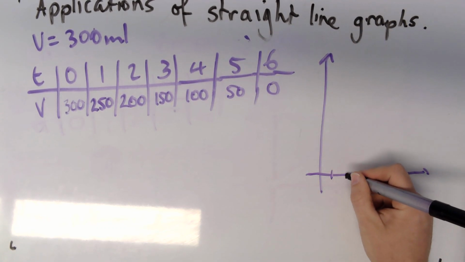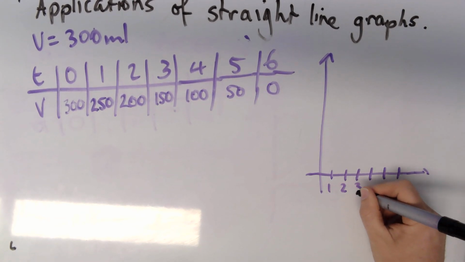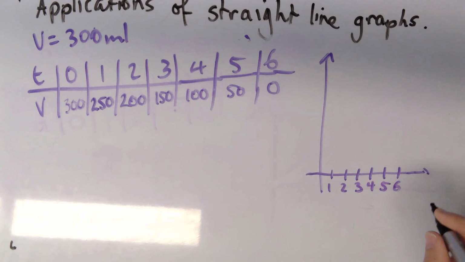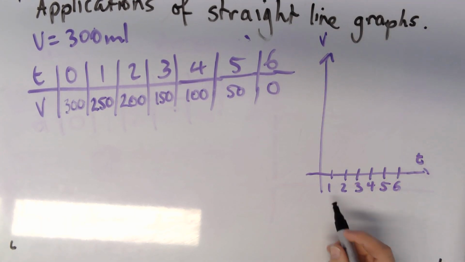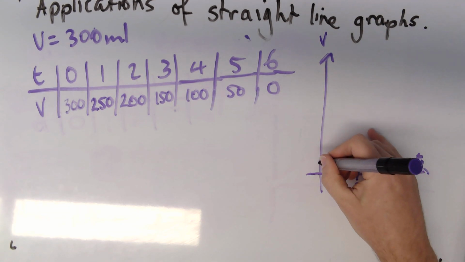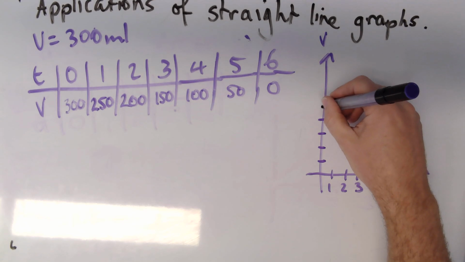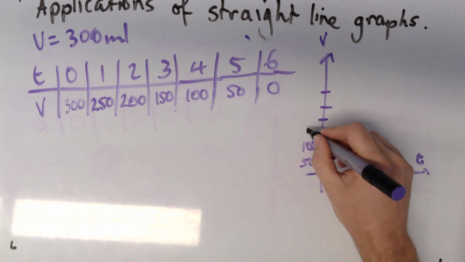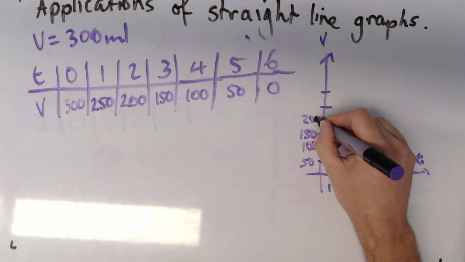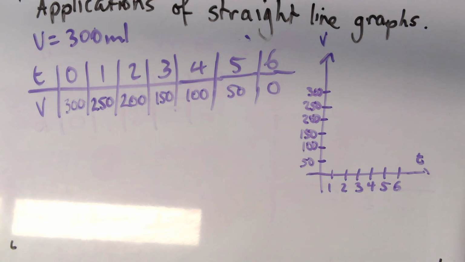So I'm going to have 1, 2, 3, 4, 5, 6. I made this one a little bit smaller to fit it in. So this is time down here. This is our volume here. Remember, each of these gaps needs to be the same. And I'm going to go 50, 100, 150, 200, 250, 300. So I'm a little bit squished here because I'm limited with how much room I've got, so you can see it on the camera.